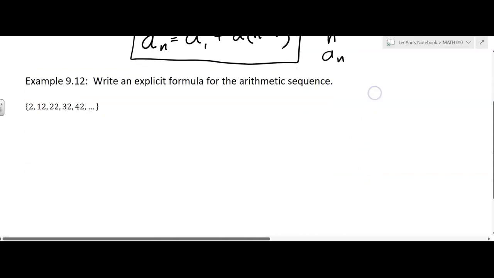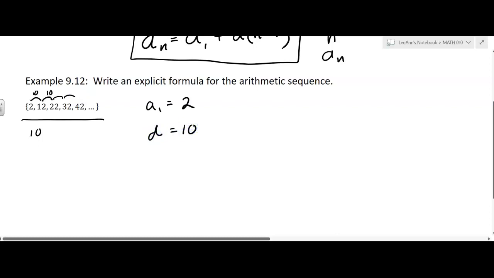Okay, so it says write an explicit formula for the arithmetic sequence. So here's the sequence. Do we know the first term? Yes. We know a sub 1 is 2. And then do we know the common difference? Well, it looks like it's 10 there, right? And 10 there. Okay, so as long as it's the same, and it's 10 there, and it's 10 there. Okay, so we know d is 10.